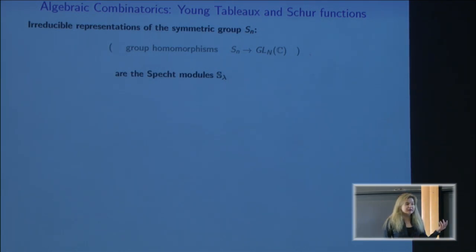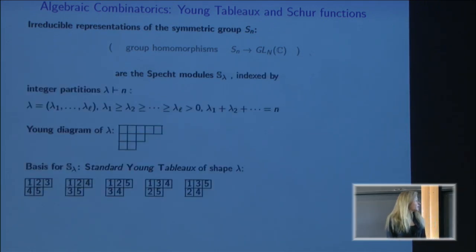And in the case of the symmetric group, these representations are indexed by the integer partitions of n. There is a one-to-one correspondence between the partitions of n and the irreducible representations of S_n. And also, there is another one-to-one correspondence between partitions and conjugacy classes of the symmetric group. Everything checks out.